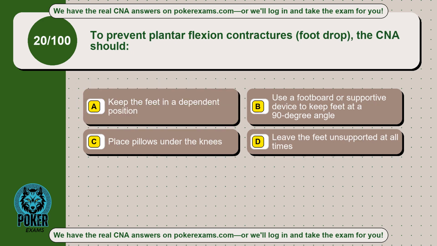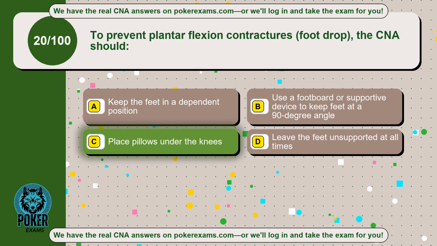Question 20. To prevent plantar flexion contractures, foot drop, the CNA should: Option A, keep the feet in a dependent position. Option B, use a footboard or supportive device to keep feet at a 90-degree angle. Option C, place pillows under the knees. Option D, leave the feet unsupported at all times.